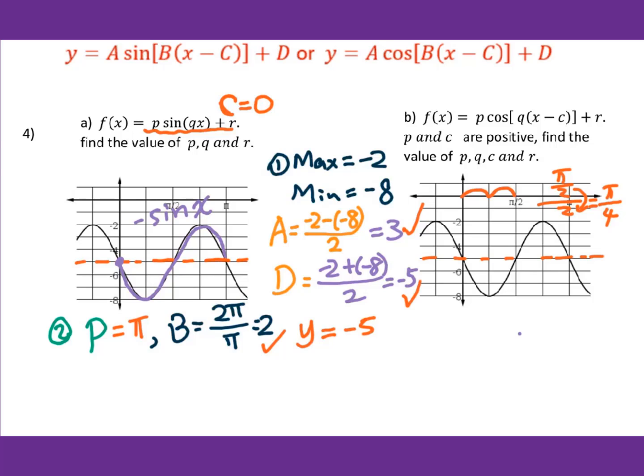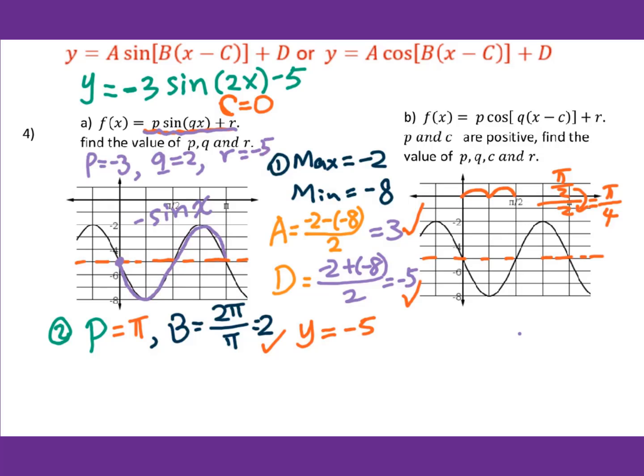So when we use our pattern to write down, we will get y equals negative. A is 3, so negative 3 sine. B is 2, so we got 2x because C equals 0. Then D is negative 5, so minus 5. That's our equation. Then we compare with the given. We got P equals negative 3, Q equals 2, and R equals negative 5.